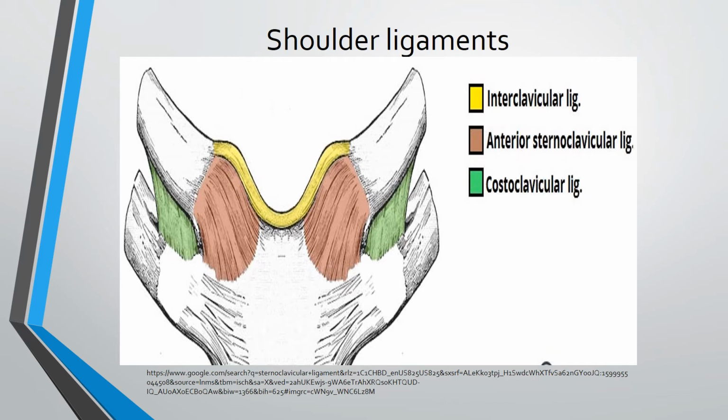The interclavicular ligament connects the 2 clavicles together. The anterior sternoclavicular ligament connects the sternum to the clavicle, and the costoclavicular ligament connects the ribs, costal cartilage, to the clavicle.